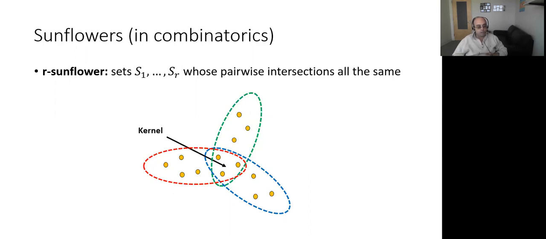Surprisingly, sunflowers are very, very useful. They come up in various applications because it's a very interesting intersection structure. And if you want to keep one image in your mind, then this 3-sunflower is a good picture to have. For this talk, you might as well just be thinking about 3-sunflowers. Of course, you can't talk about R being 2, but any 2 sets are a 2-sunflower. So this only becomes interesting once you have 3 or more sets.